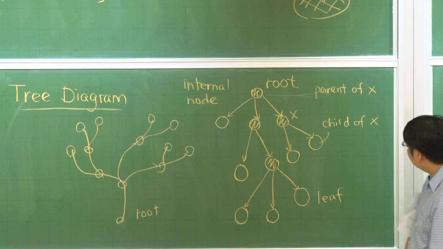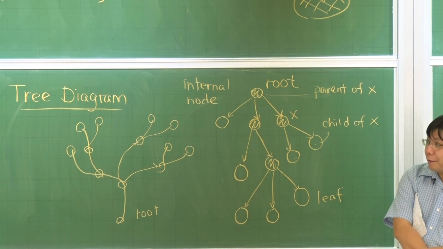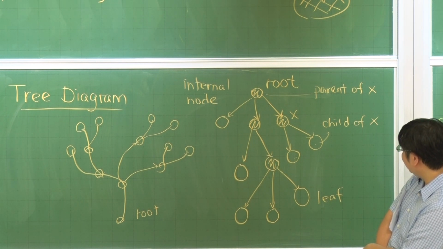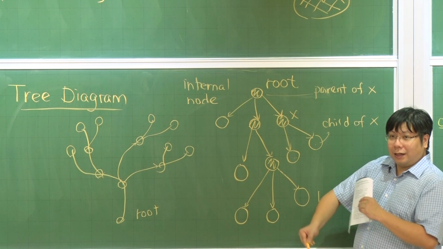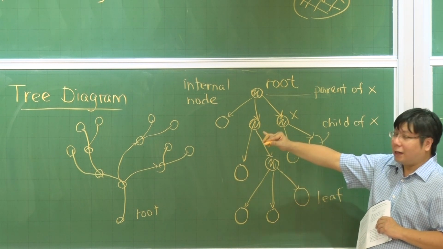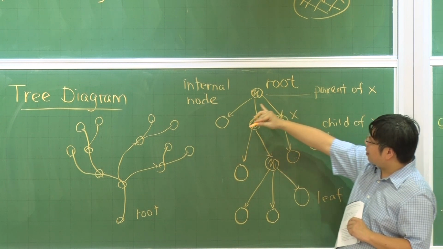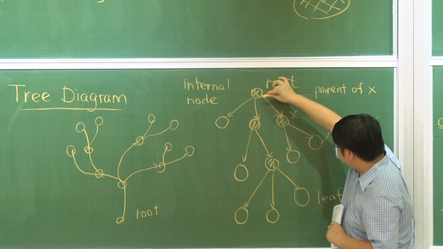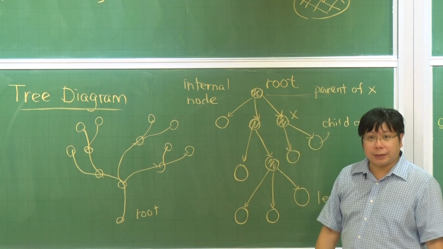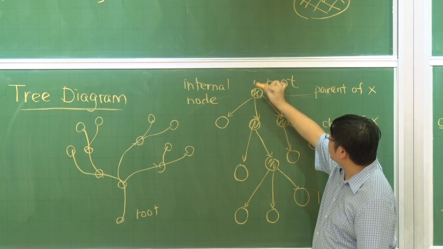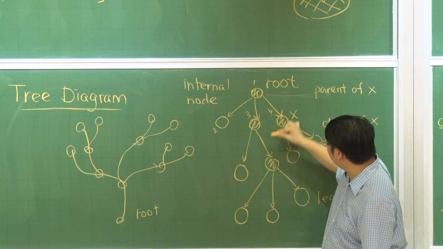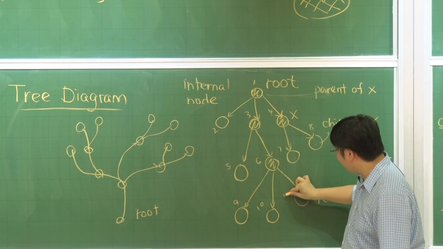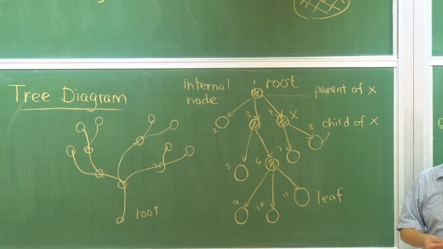We can then use a tree diagram to help us do counting. But first of all, there is a relationship between the number of nodes in this graph and the number of edges. So how many nodes, how many vertices are there? If you count, that is 1, 2, 3, 4, 5, 6, 7, 8, 9, 10, 11. So there are 11 vertices, 11 nodes here.